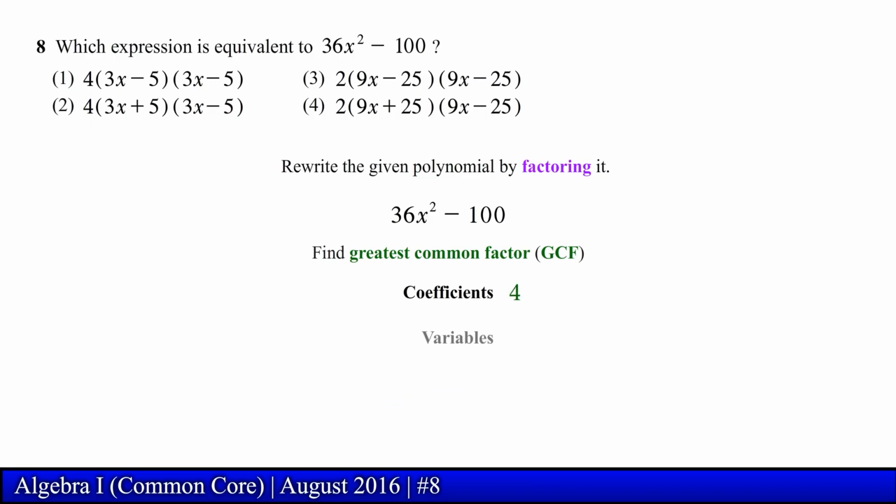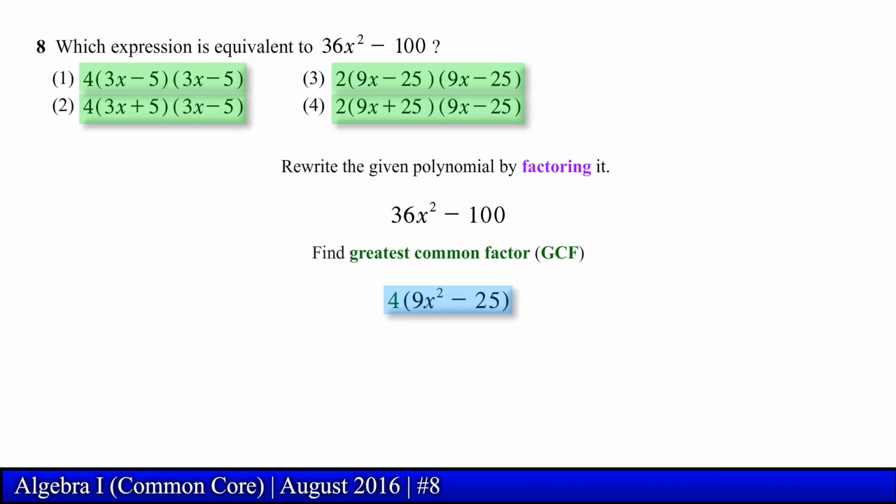Next, we need to determine if both terms have a common variable. The first term has x squared, and the second term does not have a variable, so both terms do not have a common variable. So the greatest common factor between these 2 terms is going to be 4. Factoring out 4 from both terms, we obtain the following expression: 4 times the quantity 9x squared minus 25. Notice that none of the answers match this expression. This means that we need to continue factoring the polynomial.